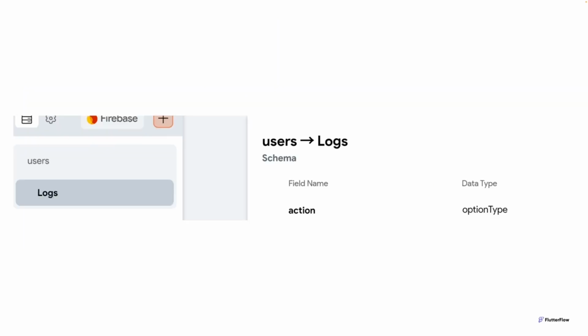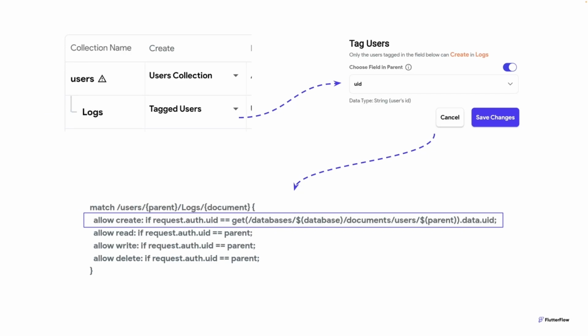This can be even more interesting when you have sub-collections. Imagine you have a logs sub-collection, which is under a user document identified by a unique ID. To ensure no one except this user or certain users can write to this collection, you can use a tagged user and select the UID you have defined in the user collections. In this case, only the user who is logged in and whose ID matches the parent user document UID can write to this collection.